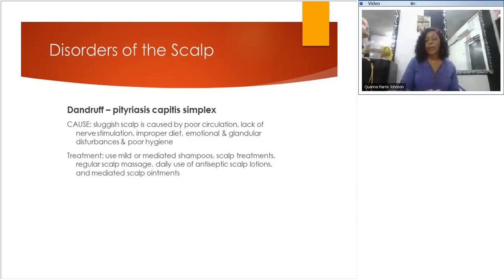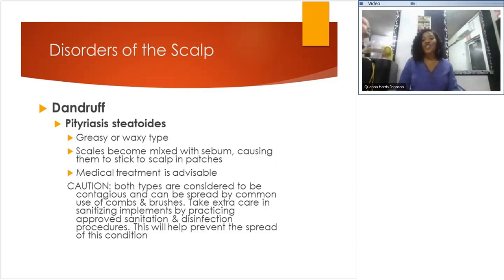If you notice, the treatment for pityriasis capitis simplex is a medicated shampoo, scalp ointment, scalp tonic, scalp lotion, medicated ointment, and regular scalp massage. Those are the treatments for pityriasis capitis simplex. The reason why I went back is because pityriasis steatoides should not be treated in the salon. You can treat pityriasis capitis simplex in the salon, but not pityriasis steatoides.